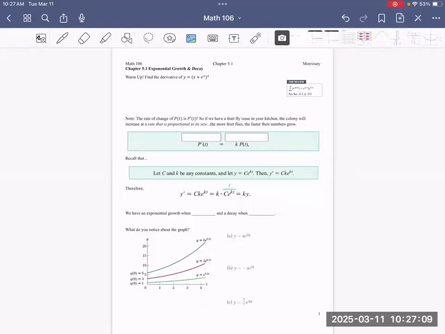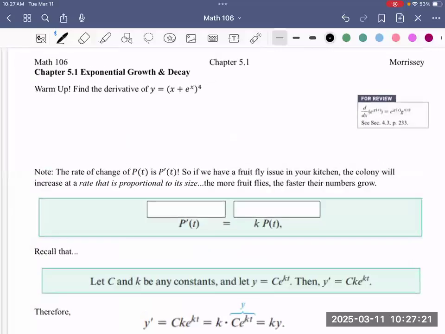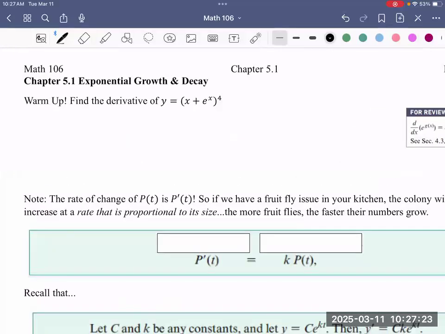Welcome to Math 106, Chapter 5.1, where we're talking about exponential growth and decay, and then a little bit more about the derivatives of such. So let's take a look at this warm up. Can you find the derivative of the following?